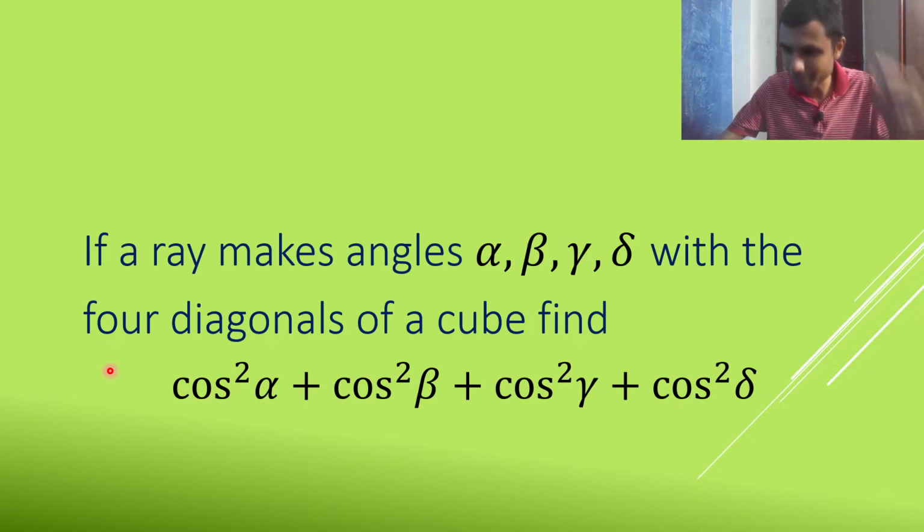Now let's come to the question. If a ray makes angles alpha, beta, gamma, delta with the four diagonals of a cube, we have to find out cos square alpha plus cos square beta plus cos square gamma plus cos square delta.